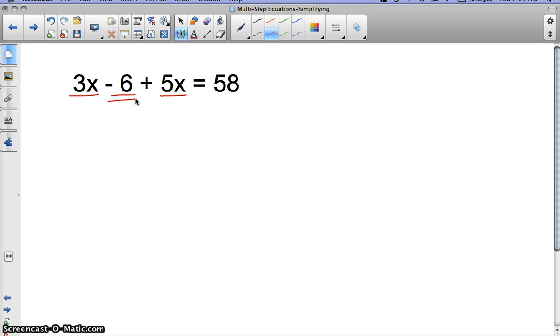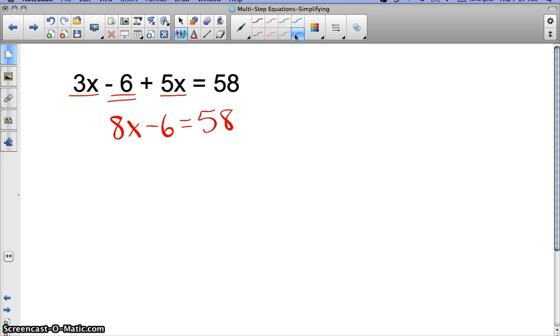So we can put our 3x's and our 5x's together to give us 8x. The negative 6 can't combine with anything. And then we still have our 58. Now, some people try to combine the negative 6 and the 58. We cannot do that because they are on opposite sides of the equation. So just keep in mind, you can only simplify on either the left side or the right side of the equation, but you can't simplify across that equal sign.